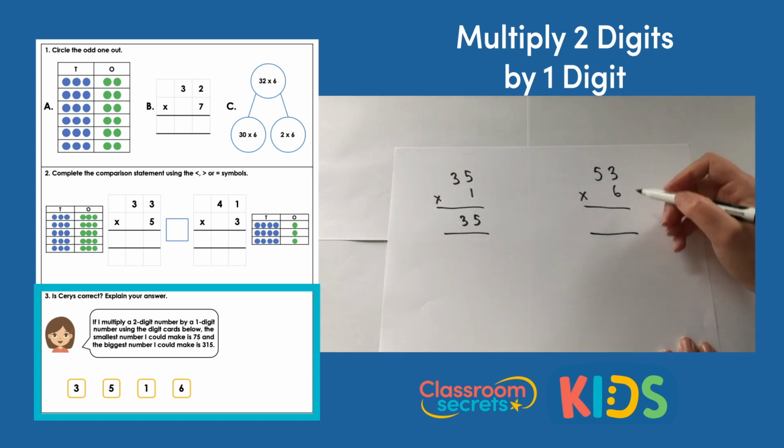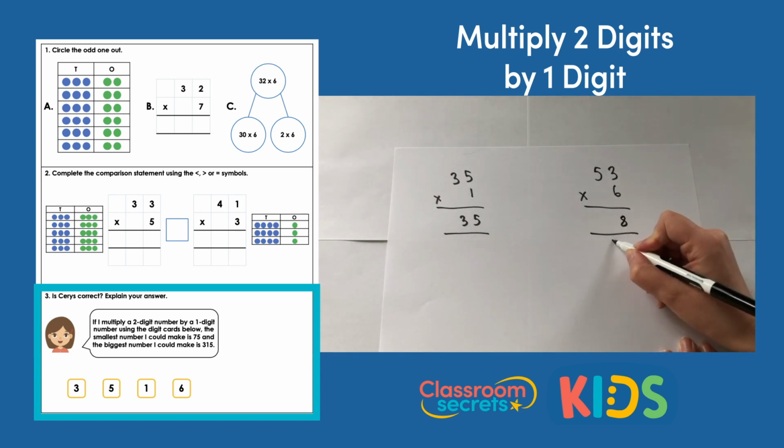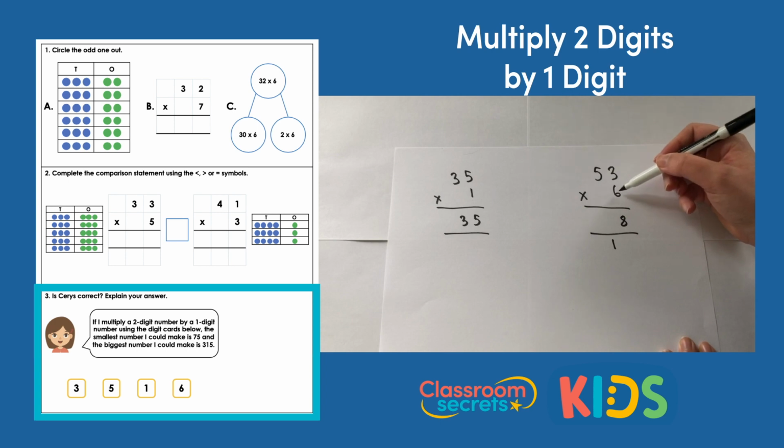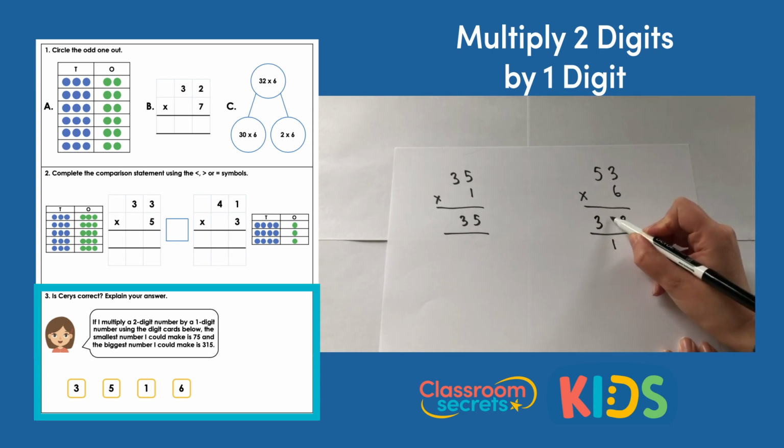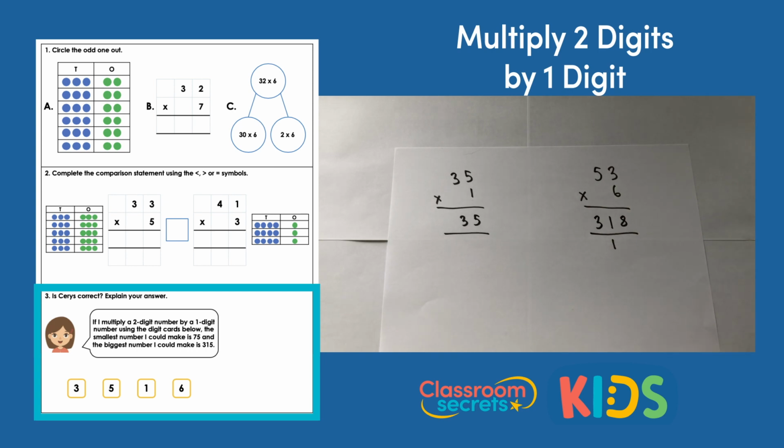So 3 times 6 is 18. I exchange my 10. 50 times 6 is 300 plus my 10, which is 310. So my answer is 318. So I've made a number bigger than 315.